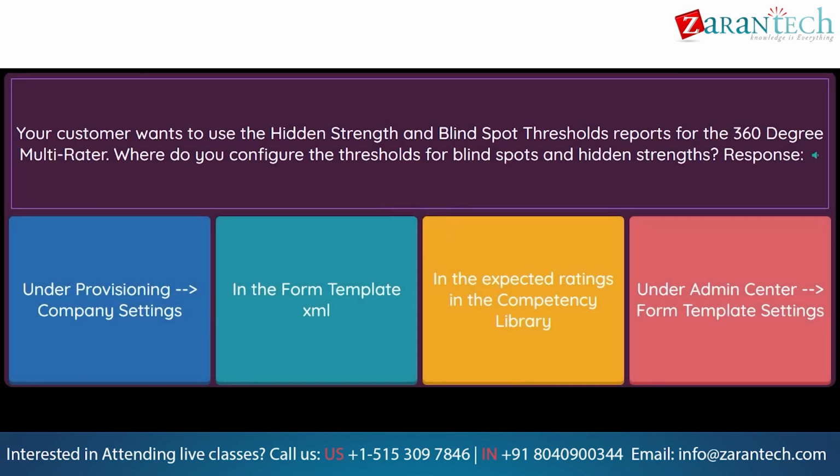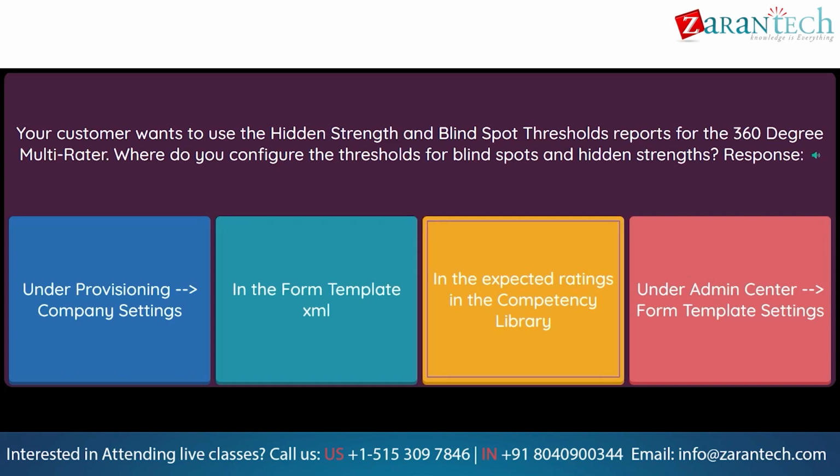Question: your customer wants to use the hidden strength and blind spot thresholds reports for the 360-degree multi-rater. Where do you configure the thresholds for blind spots and hidden strengths? Response: Option 1 under Provisioning - Company Settings. Option 2 in the Form Template XML. Option 3 in the Expected Ratings in the Competency Library. Option 4 under Admin Center - Form Template Settings.